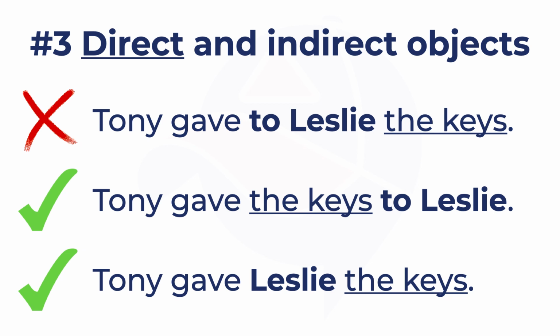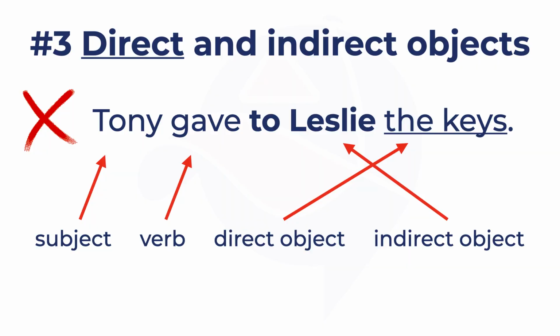It sounds strange. Now, I know if your first language is maybe Spanish or Portuguese or something like that, you might say it this way and it might sound natural to you. But the correct way to say this is either Tony gave the keys to Leslie or Tony gave Leslie the keys. So you have two options, right? So let's look at the parts of this sentence so it can become a little more clear. The subject, Tony. The verb, gave.